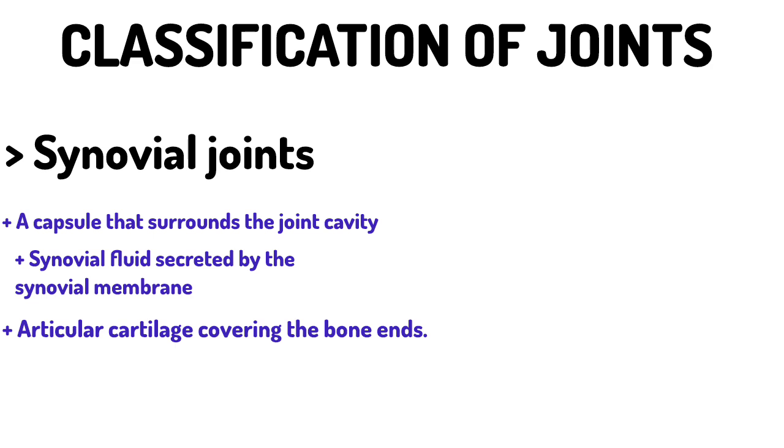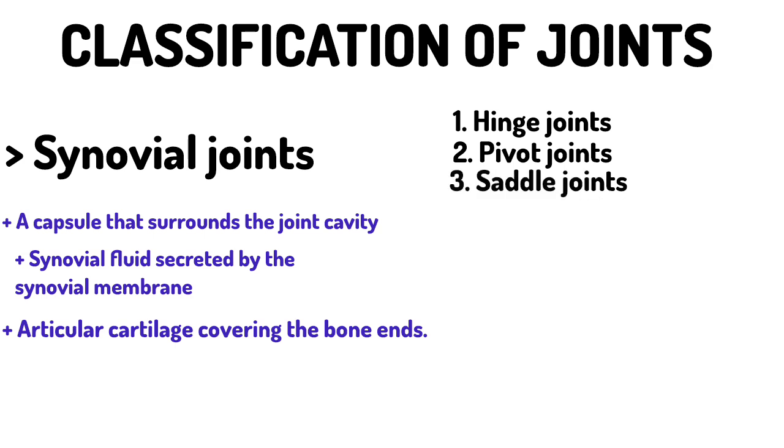First of all, number one on the classification is the hinge joint. The hinge joint permits movement in one axis, which is flexion and extension. An example is the elbow joint and the knee joint. Next is the pivot joint. It allows uniaxial rotation. Examples are the proximal radio-ulnar joint and the atlantoaxial joint between C1 and C2.